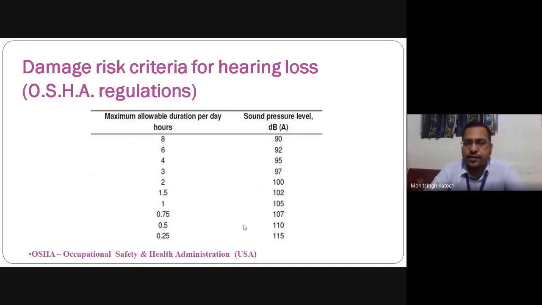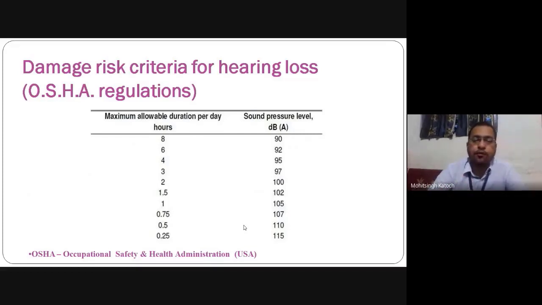At 95 decibels, the maximum limit is 4 hours. At 105 decibels, the maximum duration is 1 hour only. So you can see, if the sound pressure level, that is noise pollution level, is on a higher side, the exposure time should be minimum.